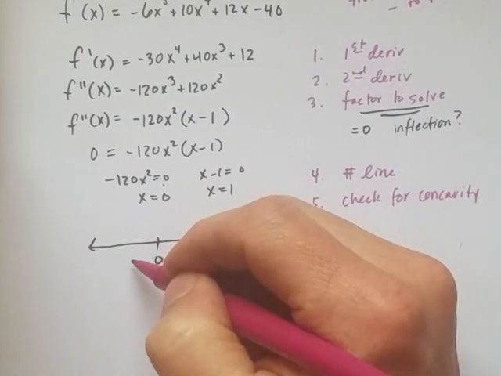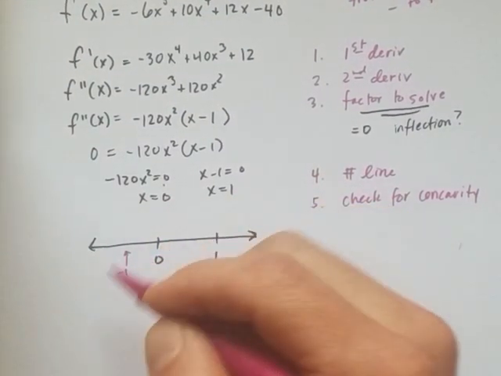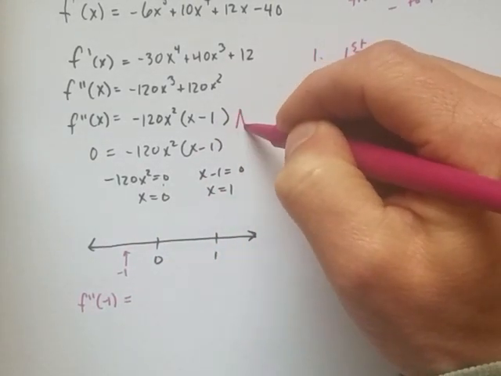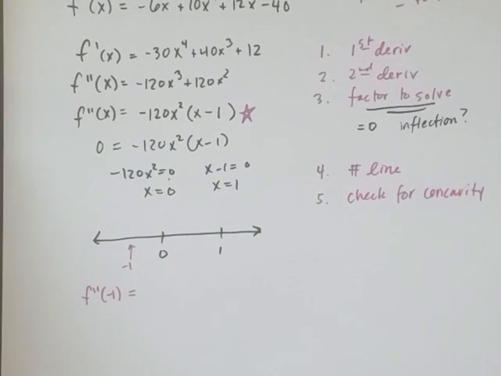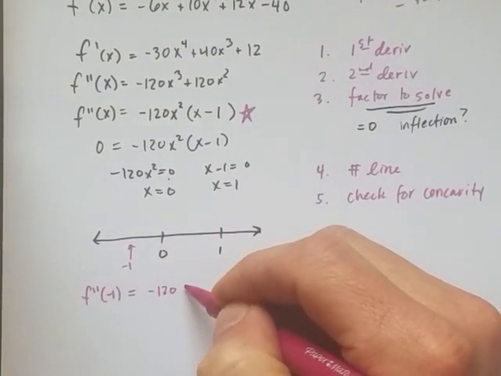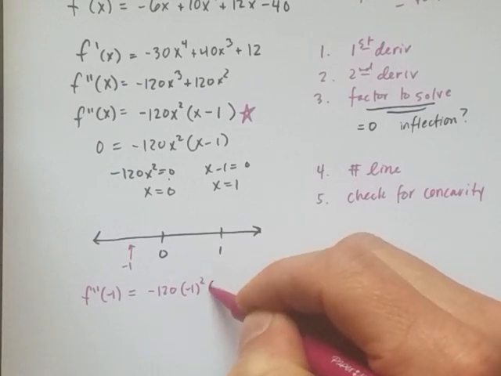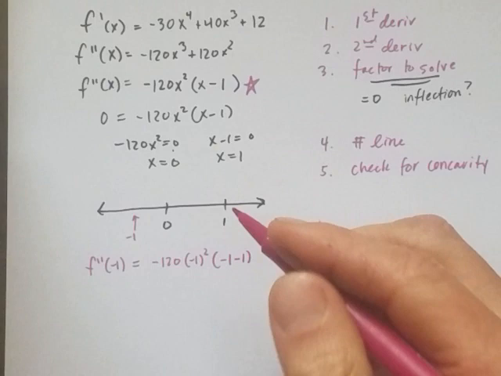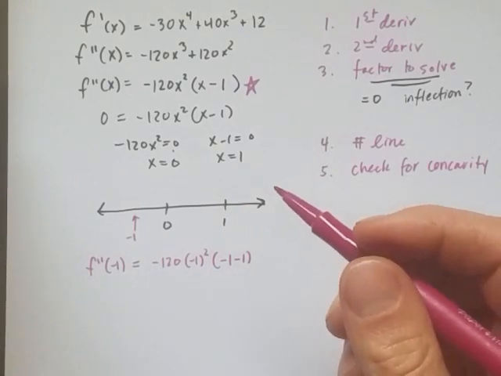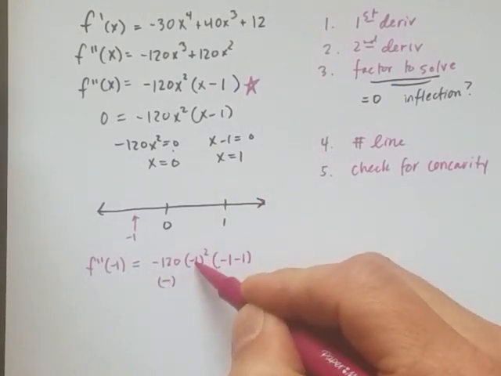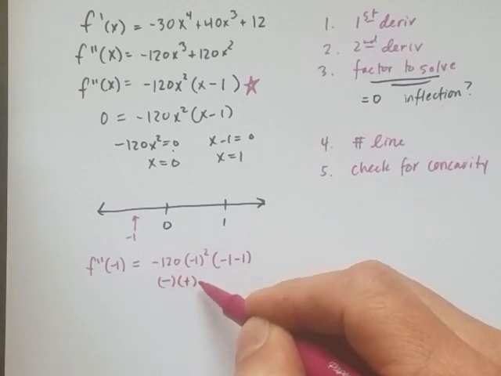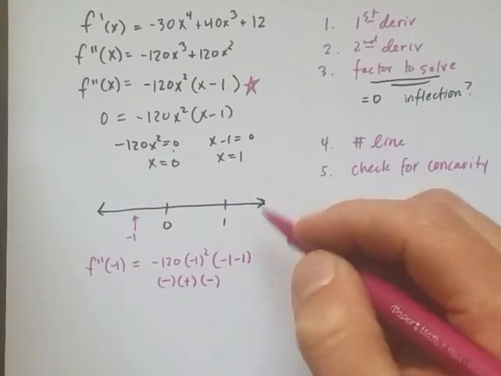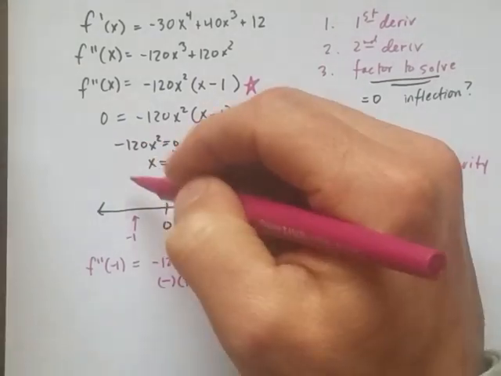So anything less than 0 here would work, like negative 1. So we're going to find f double prime of negative 1 by plugging that into our second derivative formula there. So I'm going to make this negative 120, negative 1 squared, and then negative 1 minus 1. And with this, I don't have to do all the math. Remember, we just need to know positive or negative for concavity. So this is going to be a negative 120. Negative 1 times negative 1 is a positive. Negative 1 minus 1 is negative 2. And we know that a negative times a negative is going to turn back into a positive.